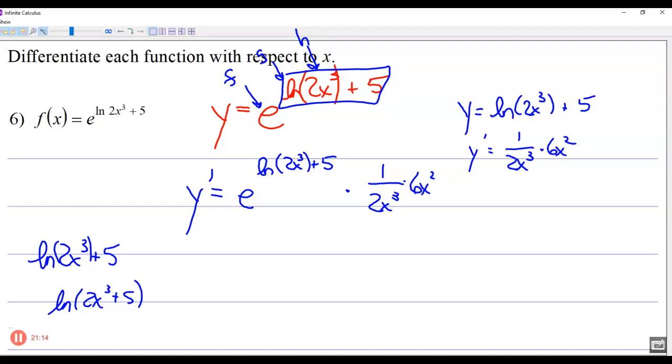ln of e to the something is just the power. Like ln of e to the 8th is 8. If you had that, it'd be 8, but it's not to a power like that.